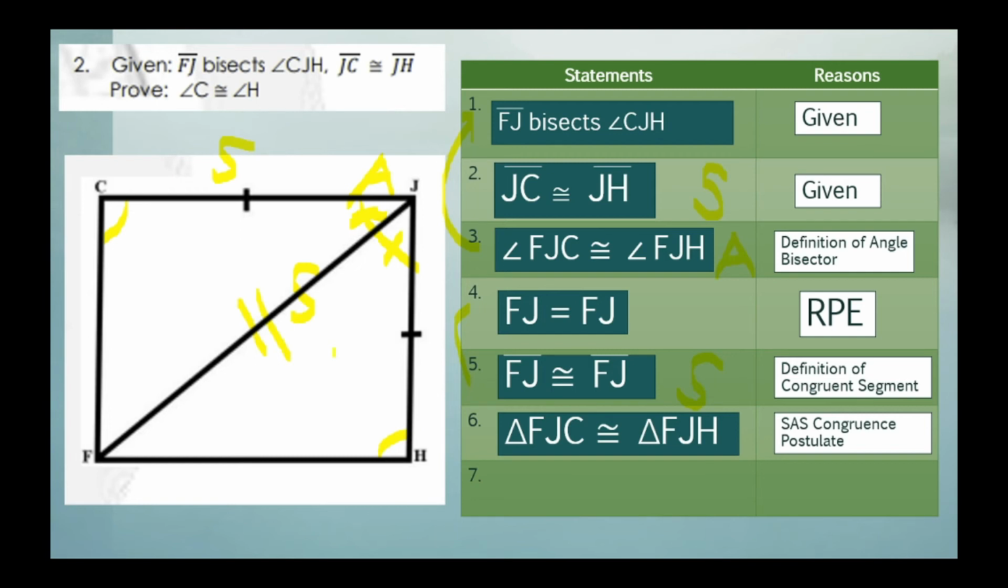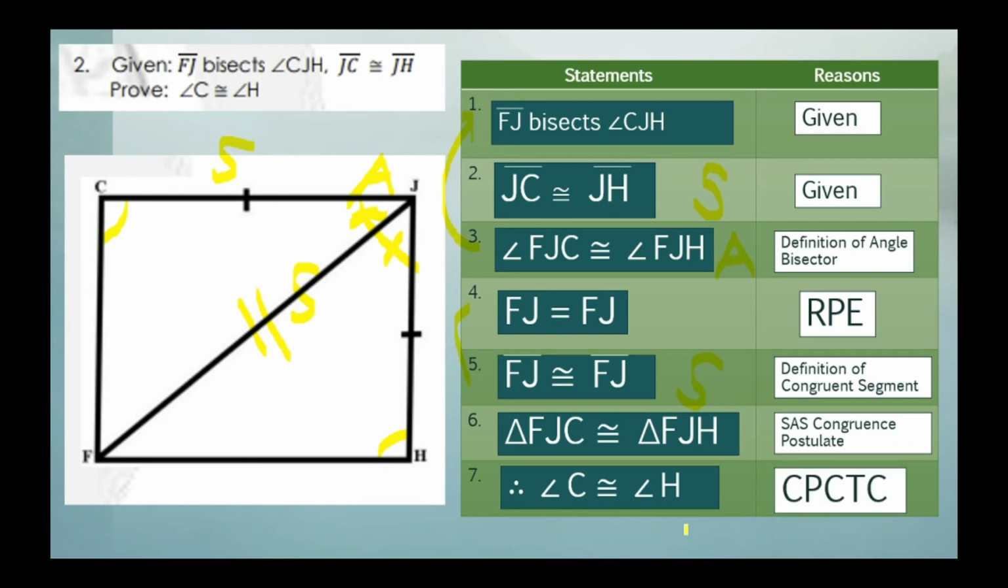So, doon na ba nagtatapos ang ating statements and reasons? So, hindi pa. Why? Kasi ang ipoprove natin is the another part, no? Yung natitira pang part, which is angle C, is congruent to angle H. So, since congruent yung dalawang triangles, therefore, we can say that the corresponding parts are also congruent. So, statement number 7, therefore, angle C is congruent to angle H. Why? Because these are corresponding parts of two congruent triangles. So, the reason is CPCTC.